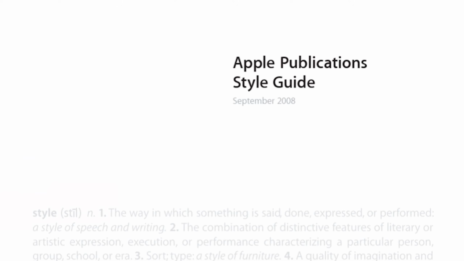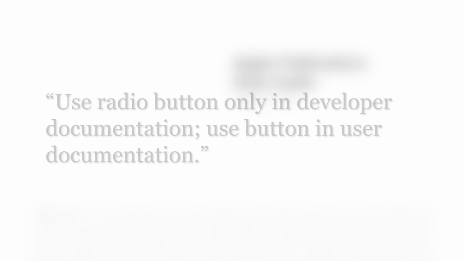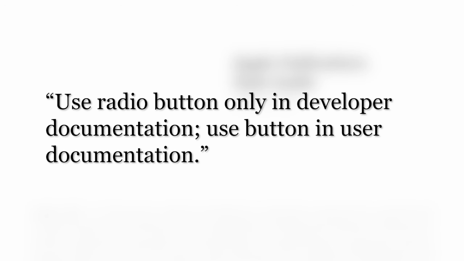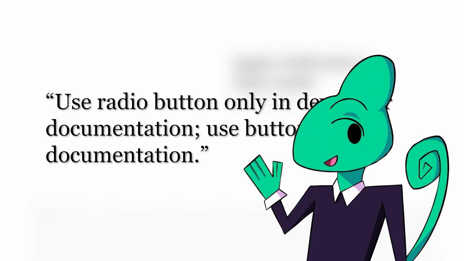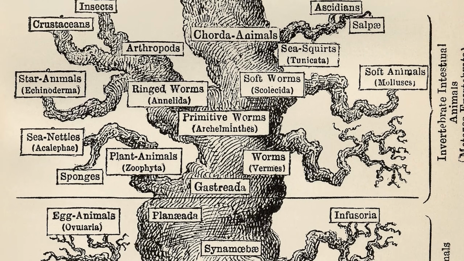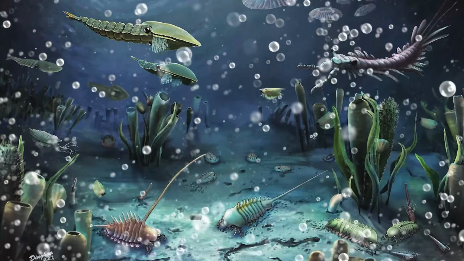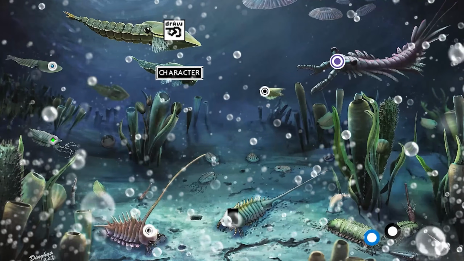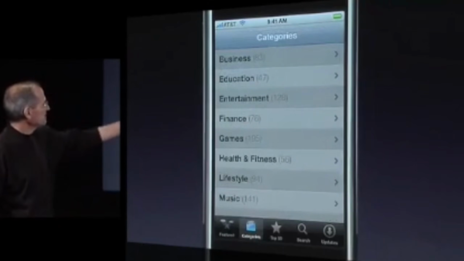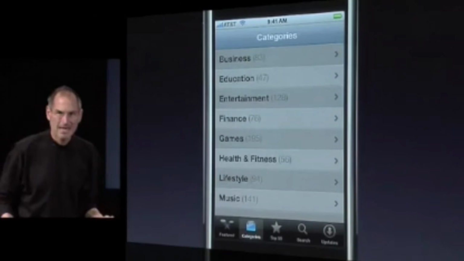I mean, the Apple Publication Style Guide of 2008 advises their tech writers to use radio button only in developer documentation. Use button in user documentation. Still, the transformation of this simple digital button is fascinating to me. I like to think of it as some sort of evolutionary tree, though instead of weird-looking animals, it's weird-looking UI elements. Even today, exclusive choice isn't even exclusive to radio buttons.